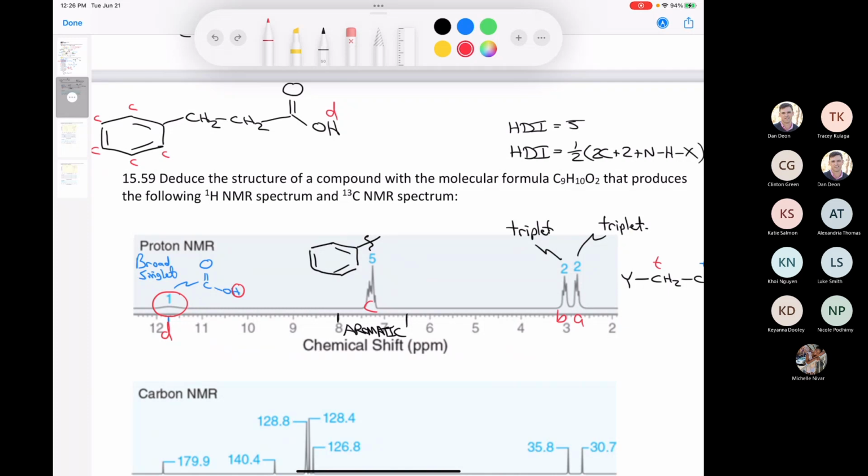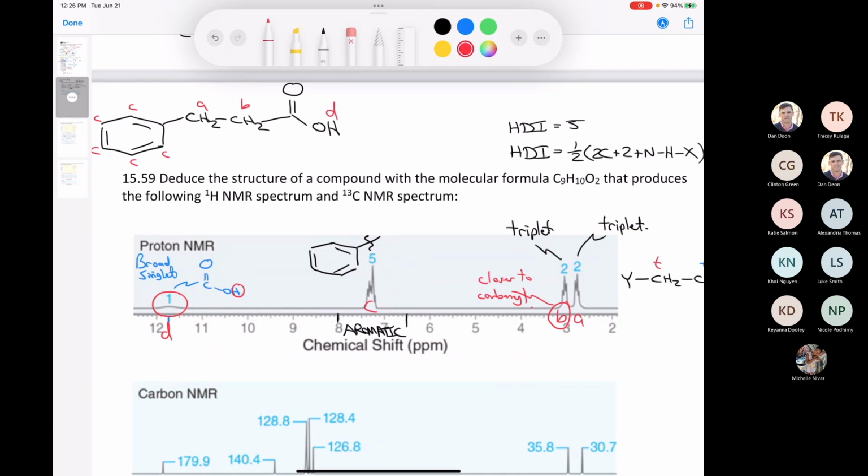Exactly. So, right, Nicole, it's going to be the carboxylic acid. And so this one is more deshielded. This is the one that's going to be closer to the carbonyl group of the carboxylic acid. So this must be B, and these would be A, just like that.